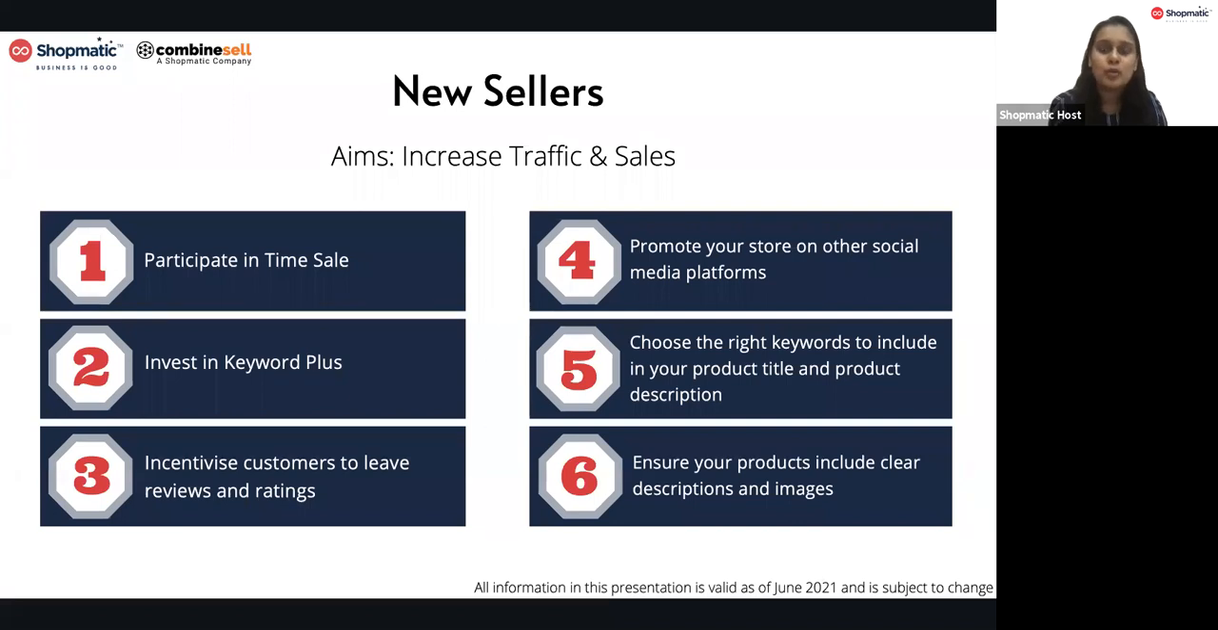Next will be to promote your store on your other social media platforms. So for example, on Instagram, you may choose to share your store link or a specific product link. Next tip will be to choose the right keywords to include in your product title and description. You can, again, look at the keyword tips provided and see which keywords you think will be useful for increasing your SEO. And then the last tip will be to ensure your products include clear descriptions and images. So as I've said a few times before, you want to create trust and authenticity on your store.